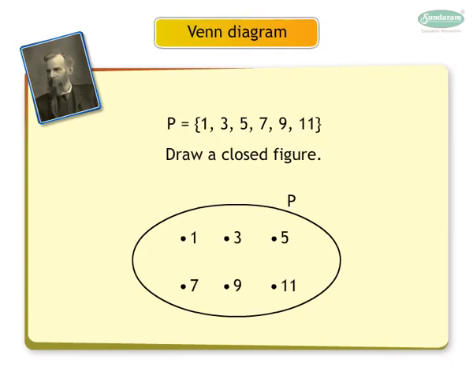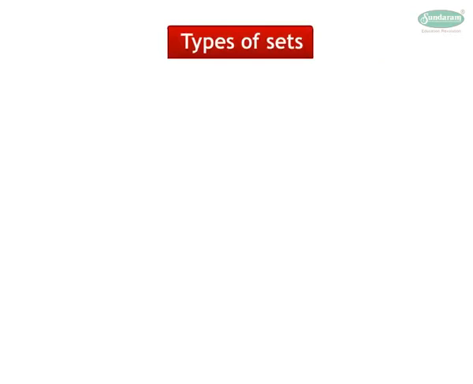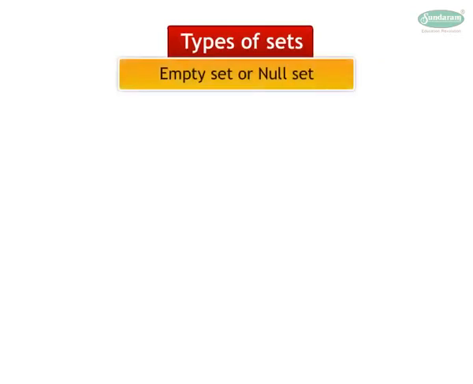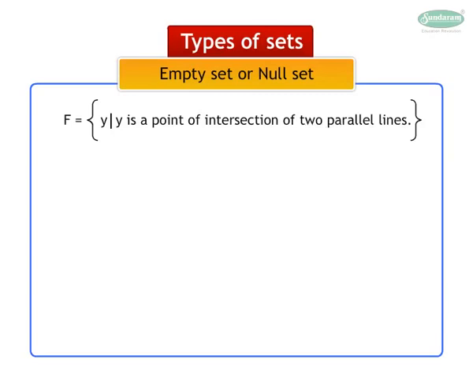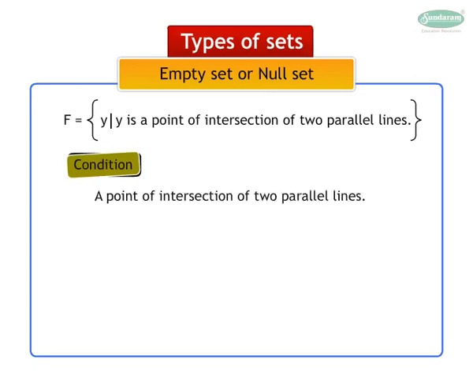Now, students, let us proceed further by understanding different types of sets. Types of sets: empty set or null set. Let us consider set F, which contains elements y, where y is a point of intersection of two parallel lines. To begin, students, we define the condition which has to be satisfied by element y to belong to set F. The condition is it has to be a point of intersection of two parallel lines.